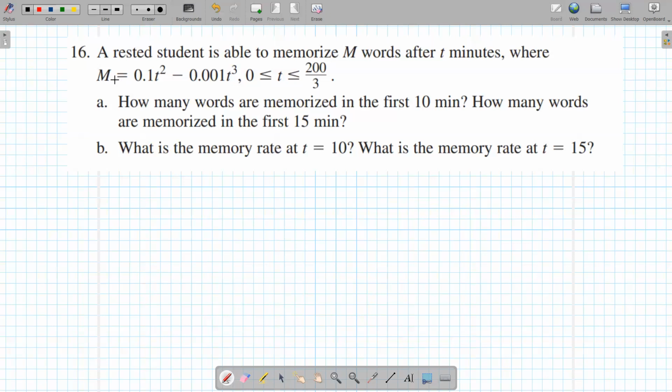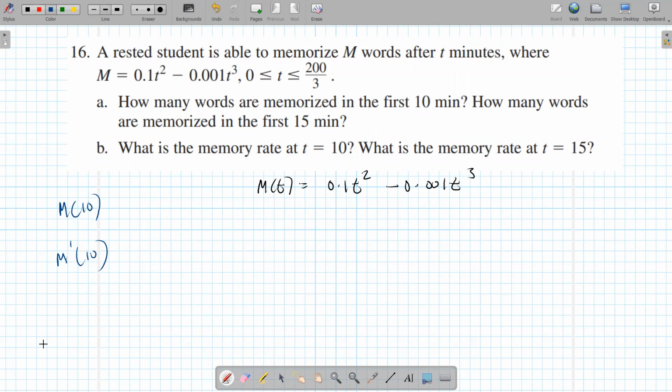Okay, so you're given some function m, you can call it m of t, as 0.1 t squared minus 0.001 t cubed, where t is minutes and m is the number of words that you can memorize. Part A is asking you for what? First 10 minutes? So tell me, for part A, is it asking you m of 10 or is it asking you m prime of 10? Again, prime means the derivative, which means the rate of change or the slope.